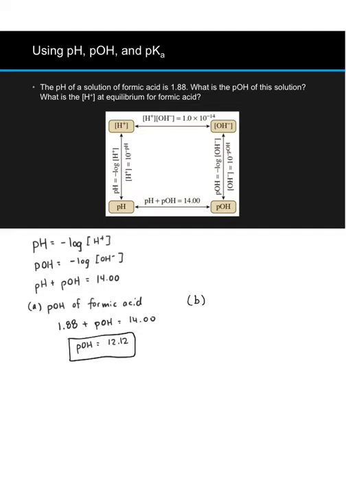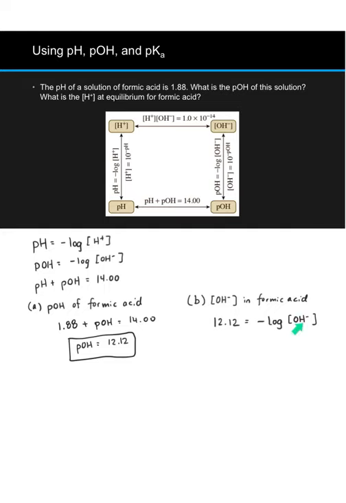As an aside, let's calculate the concentration of hydroxide ions in this solution of formic acid. Now that we know the pOH, can we determine the concentration of hydroxide ions? For this purpose, let's take advantage of the second equation, that pOH is equal to the negative log base 10 of the concentration of hydroxide ions. In other words, 12.12 is equal to the negative log base 10 of hydroxide ion concentration.